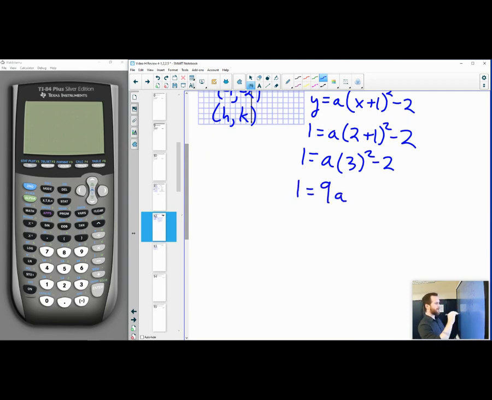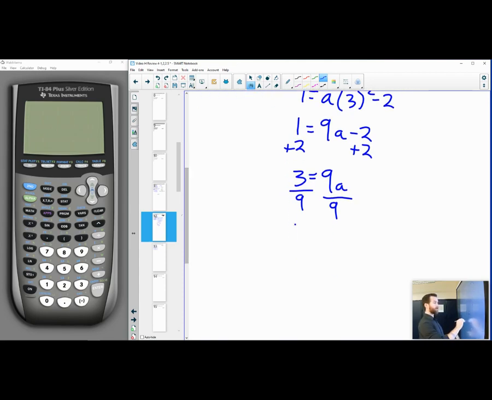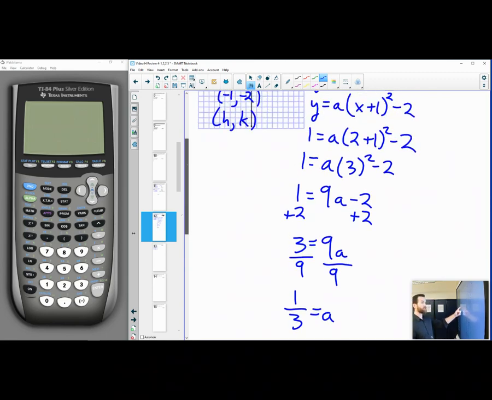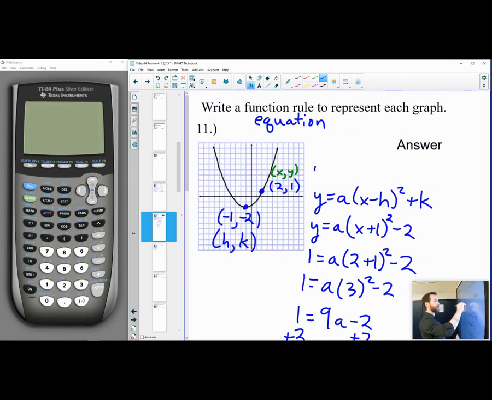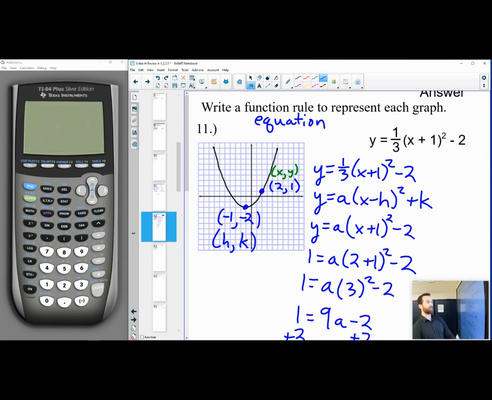I'm going to make my 9 and a obviously different. Minus 2. Add 2 to both sides. We get 3 equals 9a. Divide everything by 9, and that comes out to 1/3 if I'm doing that correctly in my head. So 1/3 equals a. Now we just take that and plug that into our equation, and we get our final answer of y equals 1/3 times x plus 1 squared minus 2. Hopefully that's what I have here. 1/3 x plus 1 squared minus 2. Yep, so far so good.